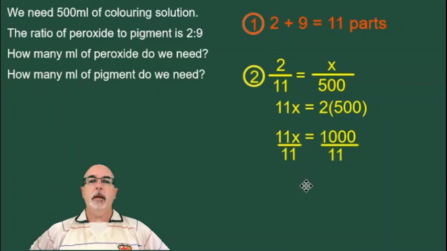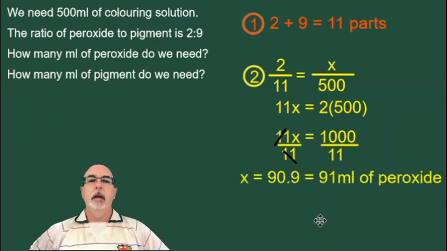Now we divide both sides by 11 to isolate our x. These 11s cancel, and x is equal to 1,000 divided by 11, which gives us 90.9, or rounding, 91 milliliters of peroxide. Step 3 is to figure out how many milliliters we need of pigment, but that's much faster.